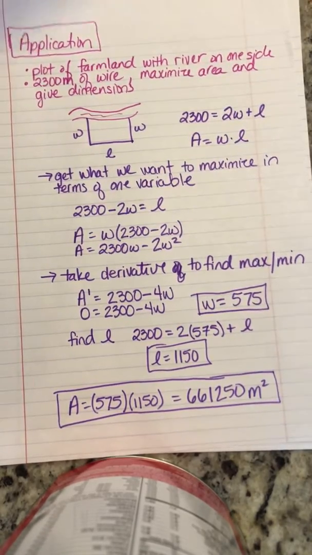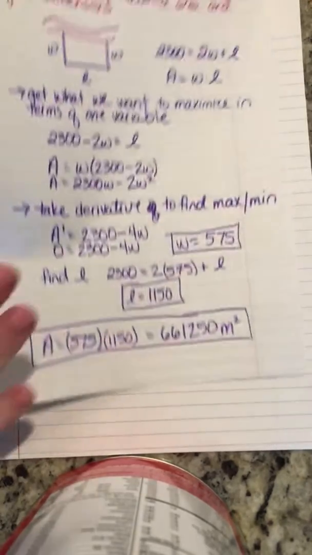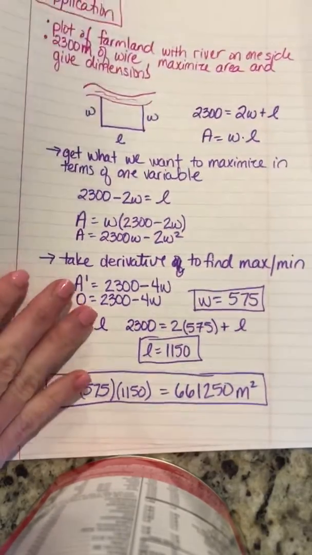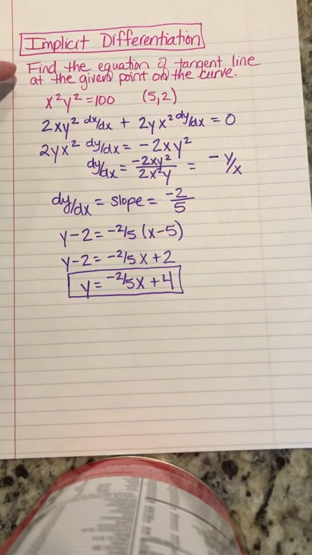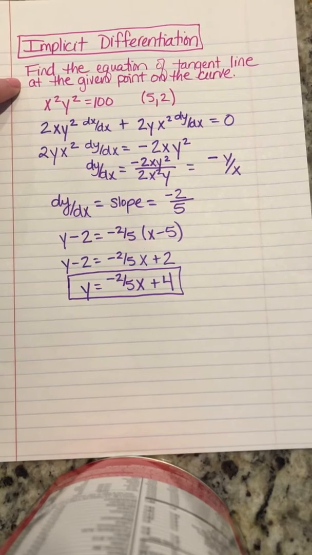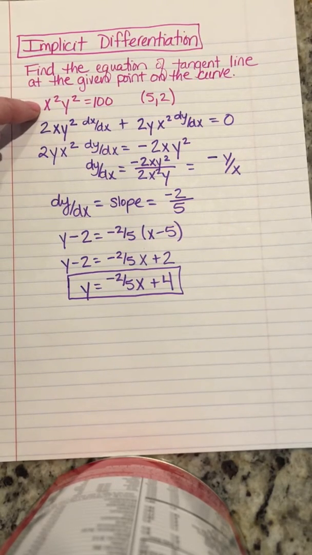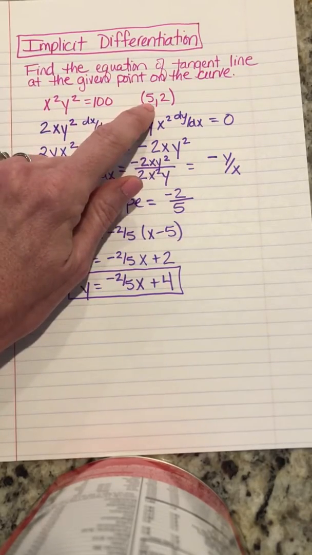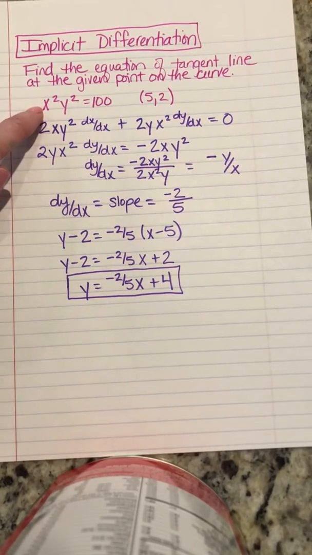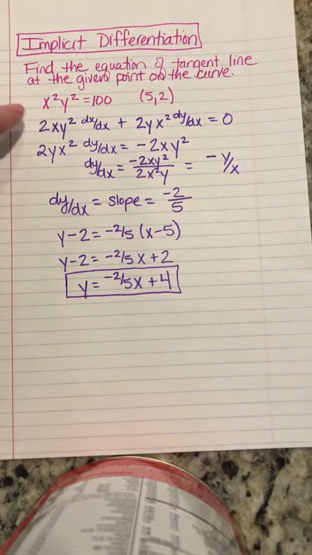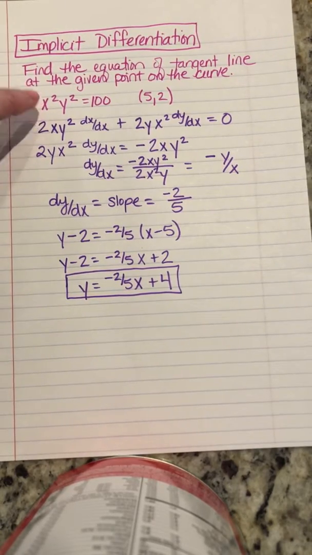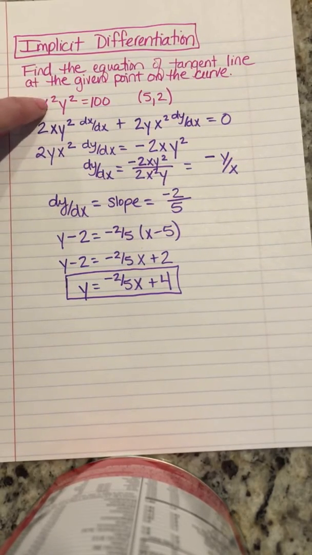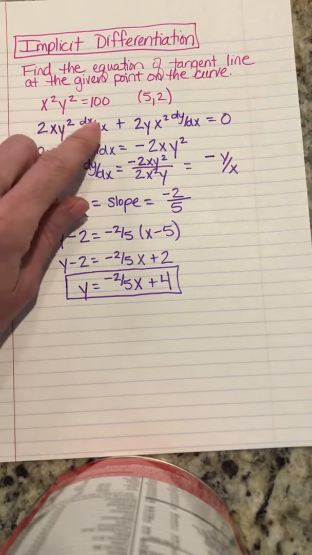Okay, one quick implicit differentiation problem is find the equation of a tangent line at the given point on the curve. We have x squared y squared equals 100 at the point (5, 2). So I implicitly differentiate. I first take the derivative with respect to x, so it's 2x y squared dx.